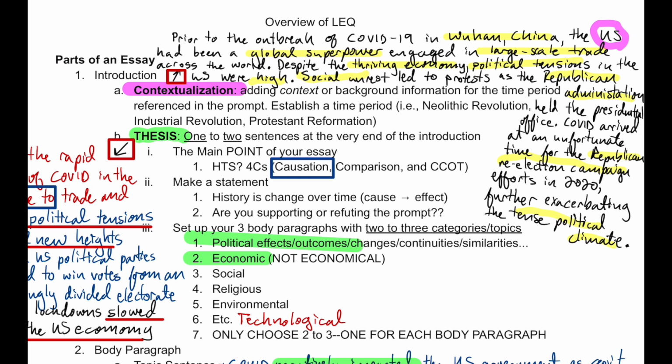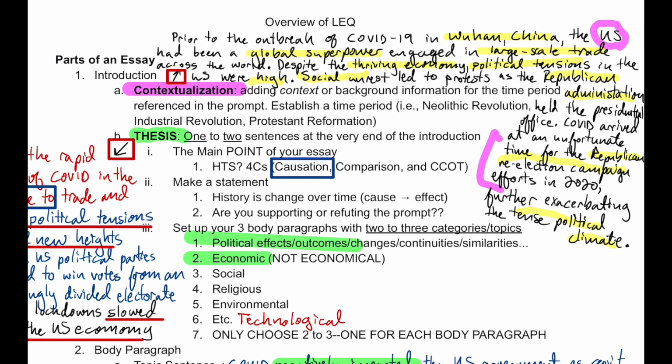And then starting with who is running the United States at that time, the Republican administration that had already been kicking off its efforts for a re-election campaign, because obviously you don't start running for re-election in the year of the election. You have to start prior to that. So we're talking about how there was a tense political climate, the economy was thriving, the United States was powerful and engaged in large-scale trade across the world.